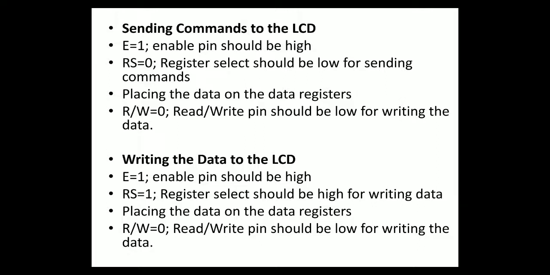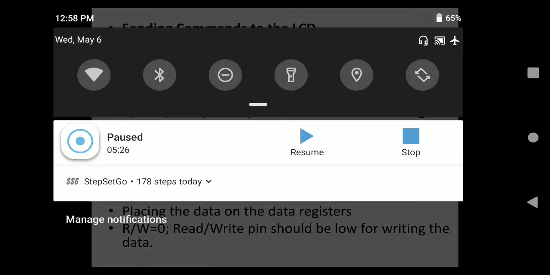Now the last step is writing the data to the LCD. That is our final goal. We want to display something on the LCD. Then what steps do we have to follow? First of all, I have to make the enable line 1. Enable should be made 1; if it is already 0, it has to be made high. Then RS has to be made 1. Previously we had RS 0, but here I want to make RS 1 so that I can now send my data outside. I think everybody has understood the meaning of this.